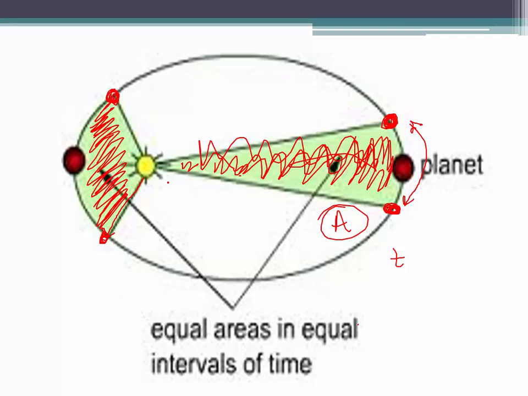In order for these green regions to be equal in area, that means if the planet wants to cover this much area here and this much area here in the same time, it's going to need to cover a much longer arc length here. So the only way the planet can do that effectively is if it gets faster. It has to get faster because it's covering a longer arc length here than here, even though the areas are the same.